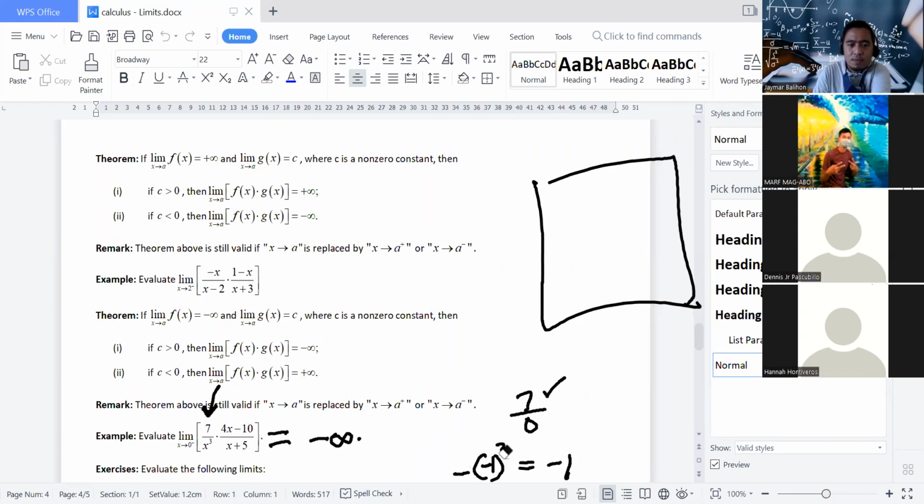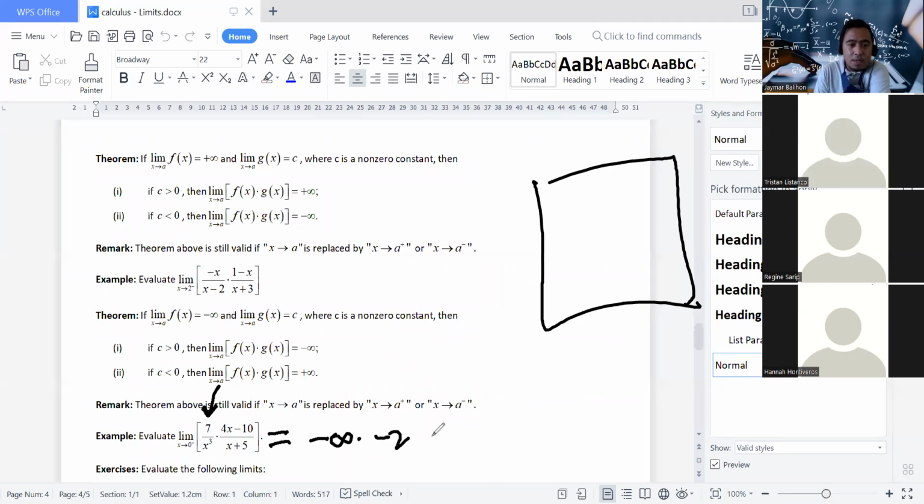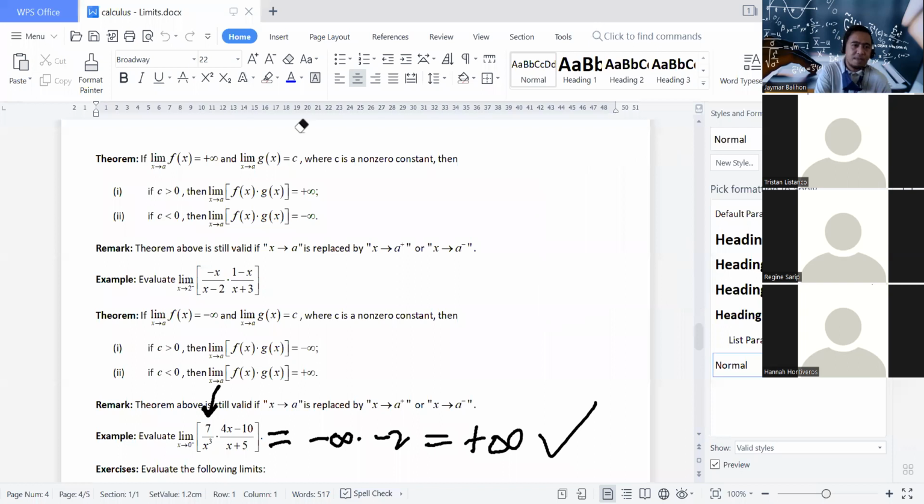Now, here, what's the answer here? Negative 10 over 5, or negative 2. Negative, sir. Positive, sir. Negative 10 over 5, so your answer should be positive infinity. Positive infinity. It's easy, right? Is it easy, class? It's easy, you can manage this.